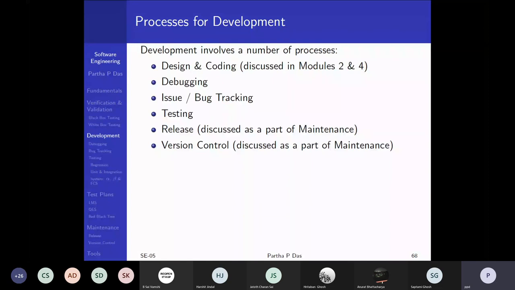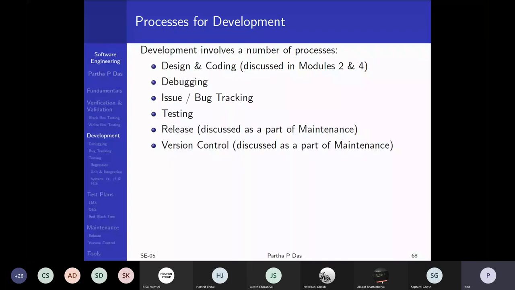So release and version control I will discuss mostly at the end under software maintenance, because though they are important for development, they become significantly business focused once the software has been deployed.